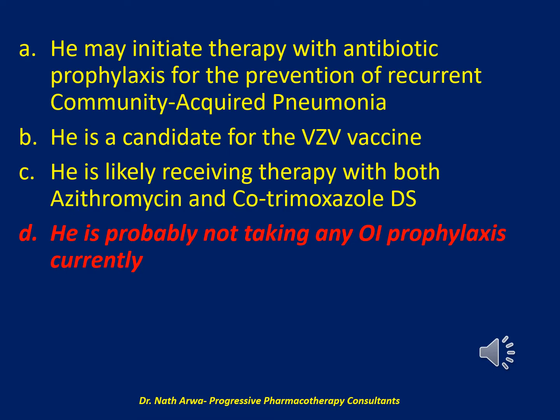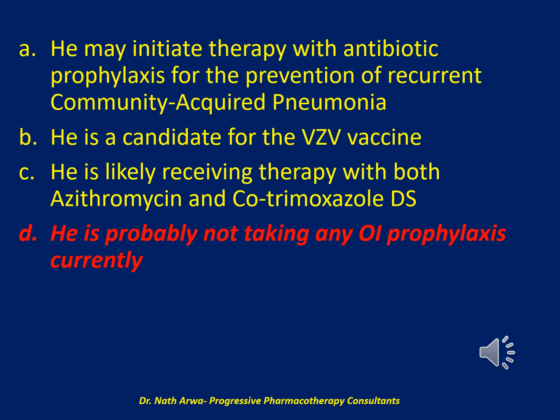And the correct answer is D. He is probably not taking any OI prophylaxis currently. Despite this patient's history of PJP infection, prophylaxis is no longer required because the patient's CD4+ cell count has been above the threshold for prophylaxis, greater than 200 cells per millimeter cubed, with an undetectable viral load for several years.